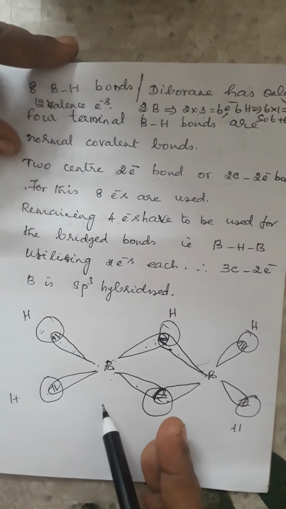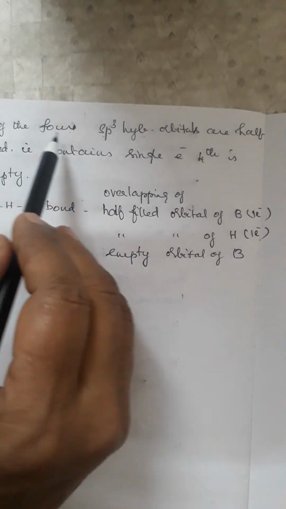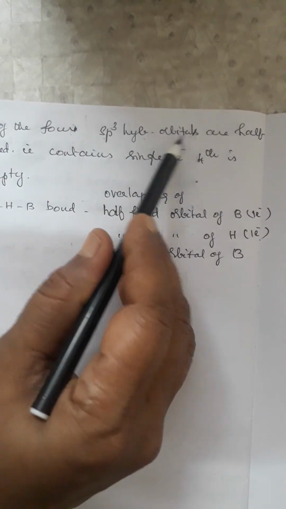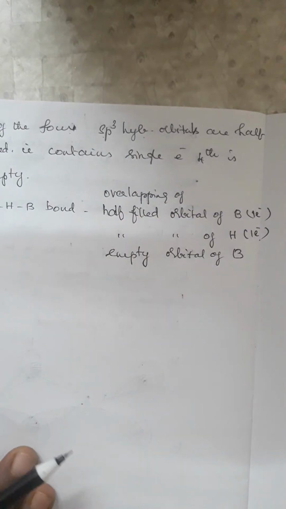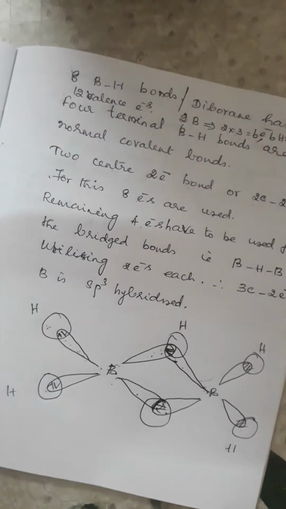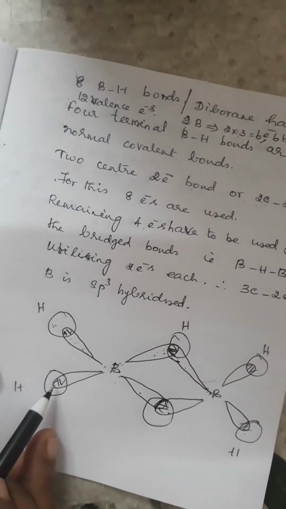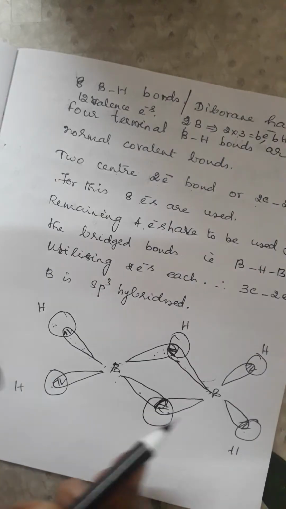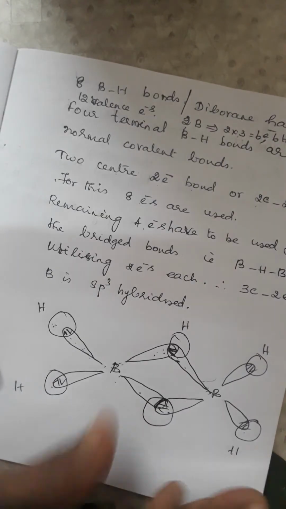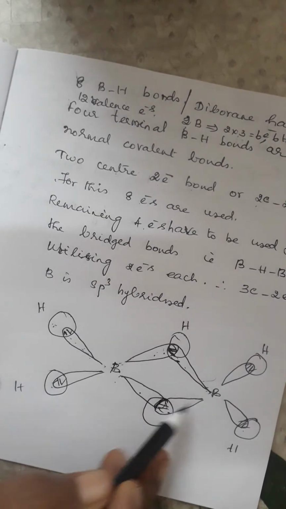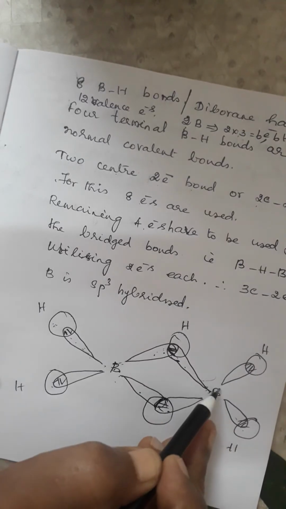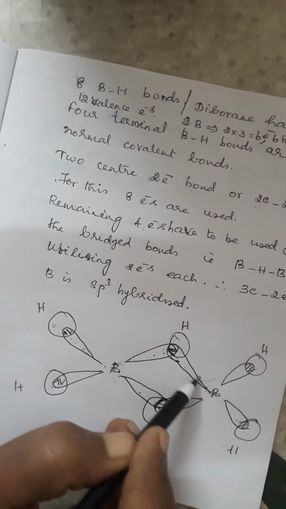In diborane, boron is sp3 hybridized. Already we know that 3 of the 4 sp3 hybridized orbitals are half filled. That is, if you see here, this is half filled, 1 electron. Here also 1 electron, here also 1 electron, and this is empty. Like this, in the other boron also, this contains 1 electron, this contains 1 electron, this contains 1 electron, and this is empty.